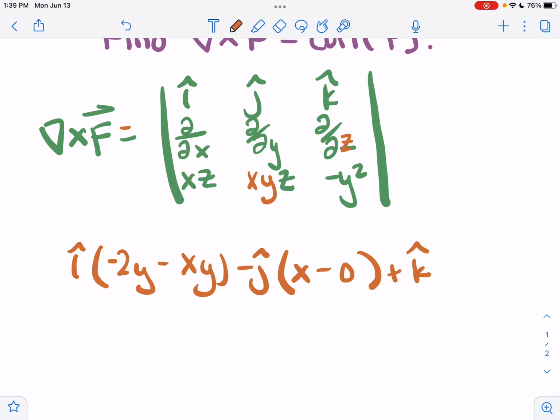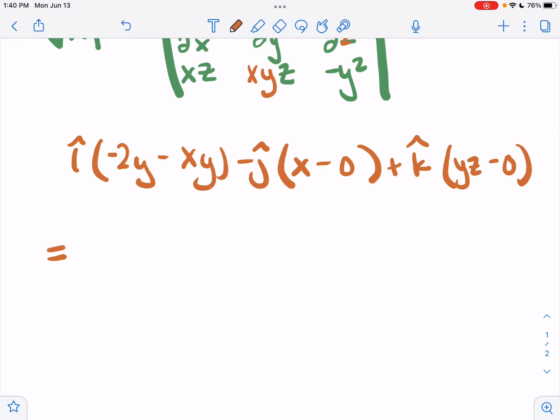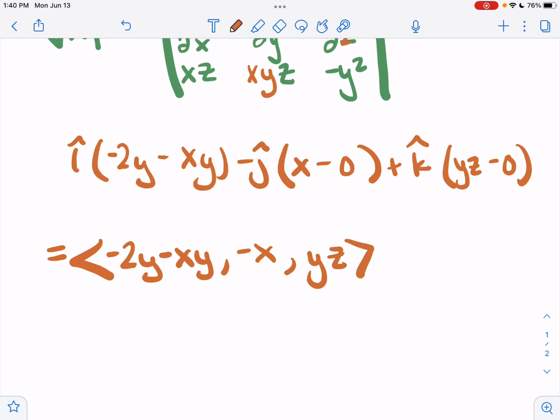Plus the k, so for k to the right, three terms, it's going to be the x derivative of xyz, which is just yz, minus the y derivative of xz, which is a 0. Putting all that together gives us the curl of our vector field. Our i component is minus 2y minus xy. The j component is negative x. Remember, I have that negative on the j out front. And the k component is yz. This is the curl of our vector field.